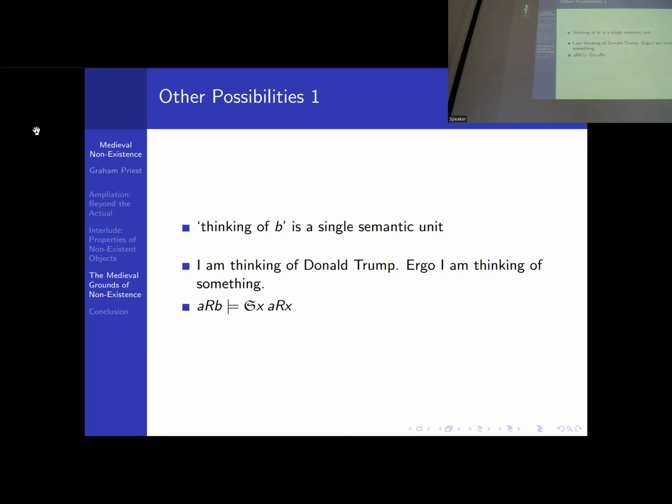And this is obviously a valid inference just by particular quantification. Now, if you think that thinking of B is a single semantic unit, you cannot quantify into it because the name Donald Trump does not actually refer to anything. It's just part of the whole predicate. Okay, so that's one of the problems that this move faces, but it's a move that's been made.